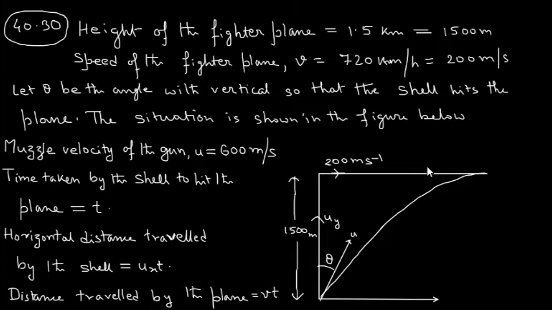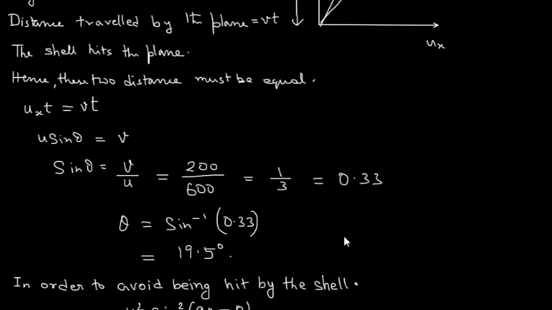Let theta be the angle with the vertical so that the shell hits the plane. The situation is shown in the figure below. Muzzle velocity of the gun is u is equal to 600 meter per second. Time taken by the shell to hit the plane is equal to t. Horizontal distance traveled by shell is equal to u x into t. Distance traveled by the plane is equal to vt. The shell hits the plane, hence these two distances must be equal. u x t is equal to vt.